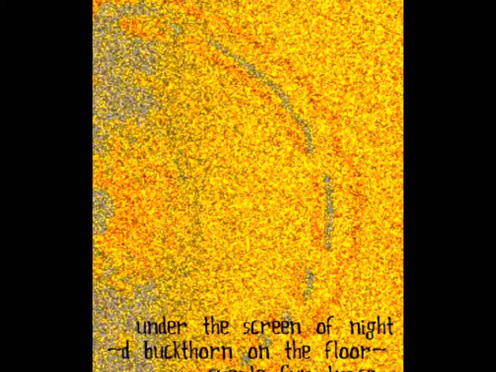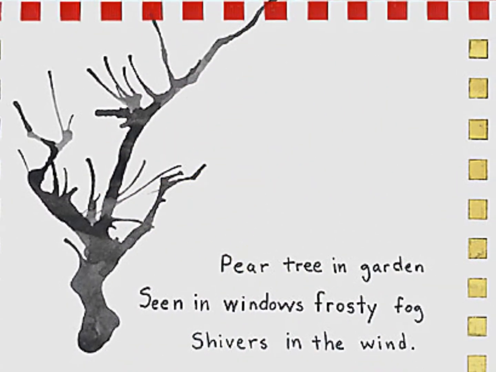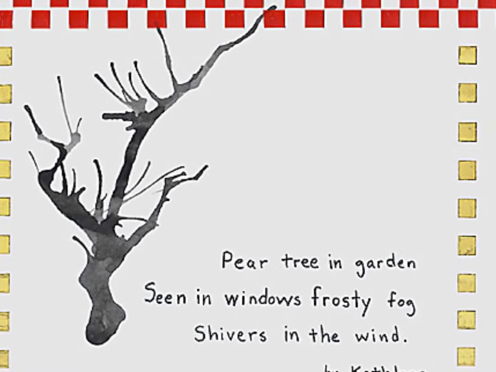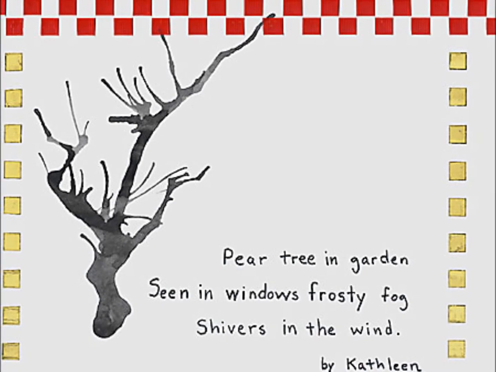I like how the haiku told a story. It tells you why the image looks the way it looks. This one is a simple ink drawing that makes you use your imagination as you're reading the haiku. Pear tree and garden, seen in the window's frosty fog, shivers in the wind.